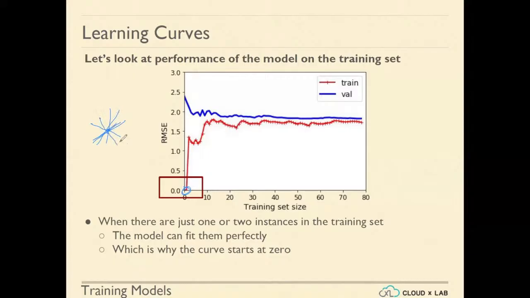You can also use this line. But the validation error will become very high, because using one data point we cannot determine a line. So when there are just one or two instances in the training set, the model can fit them perfectly, which means the training error is very low, but at the same time we will have a high validation error.